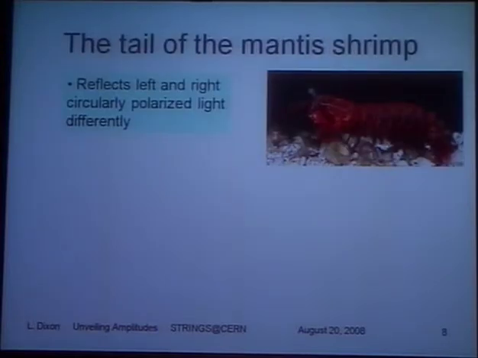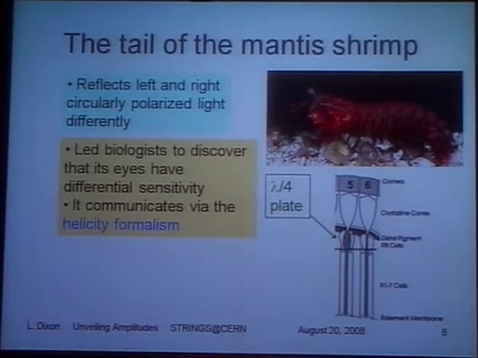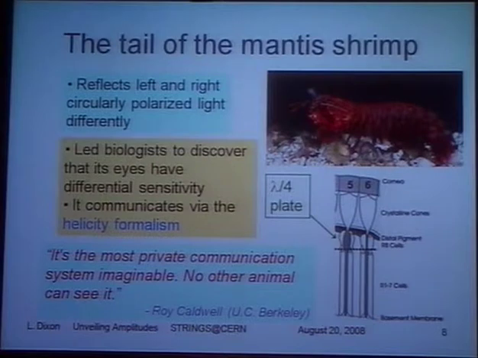So now I'd like to interrupt this physics seminar for a short biology lesson. This is to tell you about a creature called the mantis shrimp, which lives in Indonesia. Biologists found that it reflected left and right circularly polarized light differently. So then they thought, well, maybe it actually can see it differently. So it turns out that its eyes actually have differential sensitivity. You may remember from physics lab the quarter wave plate, which converts circular polarization to linear polarization. And that's present in the eye of this critter. So it's actually communicating, in some sense, via the helicity formalism. And so the biologists have said, it's the most private communication system imaginable. No other animal can see it.